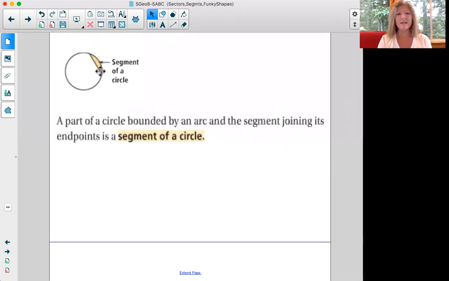A segment is an area that's bound by an arc of a circle on one side and a chord of a circle on another. And a chord is a segment whose endpoints are on the circle. So that little yellow piece of area is called the segment of a circle.